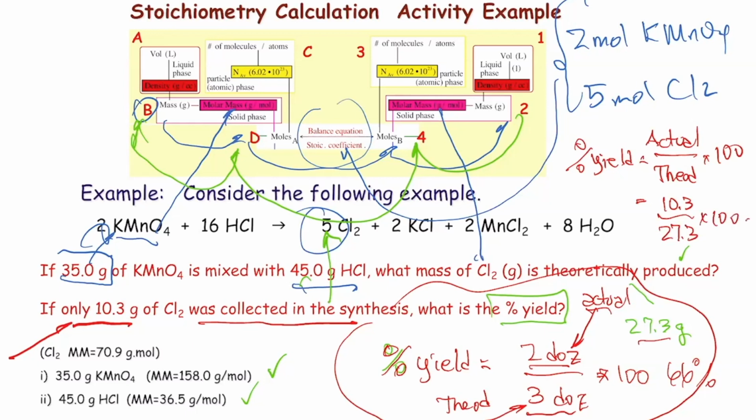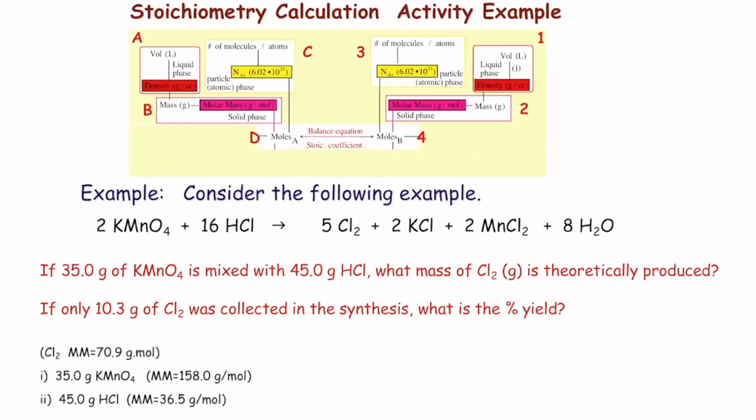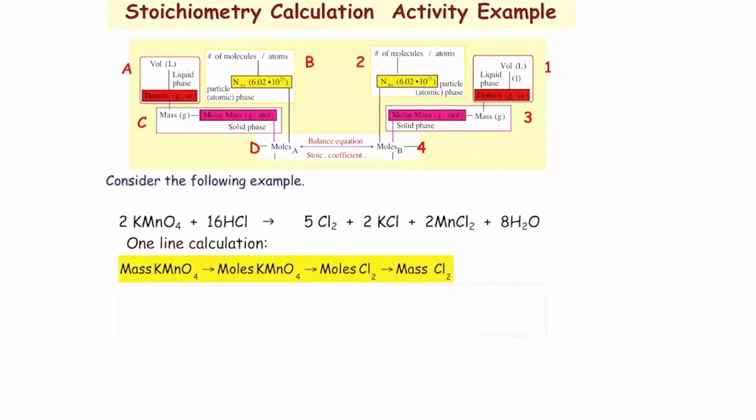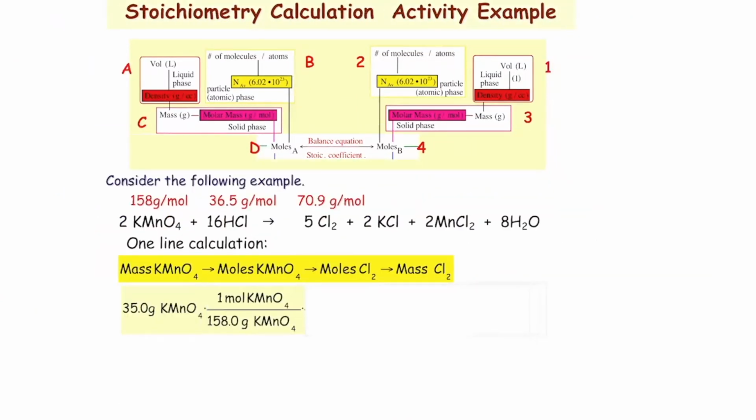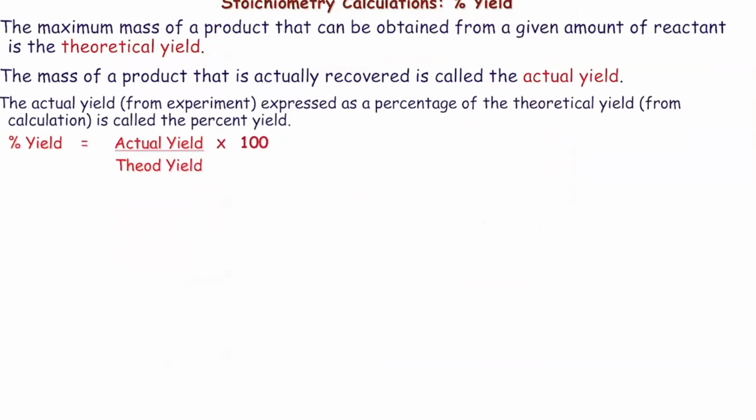That's your percent yield. And you see that in the next page here. These are just the calculations. If you read the lecture notes, 39.3, which was correct in what we got, and then 27.3, which was correct in what we calculated. And this is the last part, the theoretical yield, actual over theoretical.